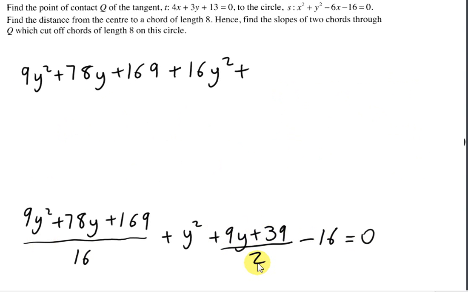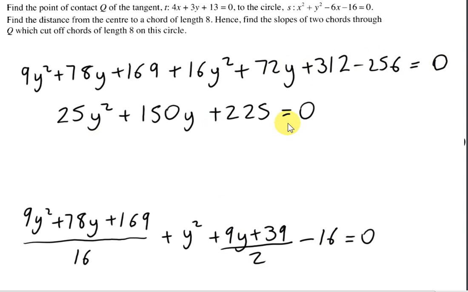Now when we multiply 16 by this fraction here, we have 16 divided by 2, which is 8, so we have 8 times (9y plus 39). So 8 times 9 is 72, and then 8 times 39 is 312. So 16 multiplied by this will give us 8 times (9y plus 39). Finally we have 16 times 16, so we get minus 256. 16 times 0 is 0. Simplifying, we get this here.